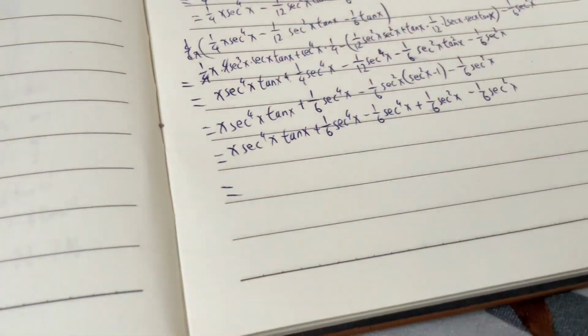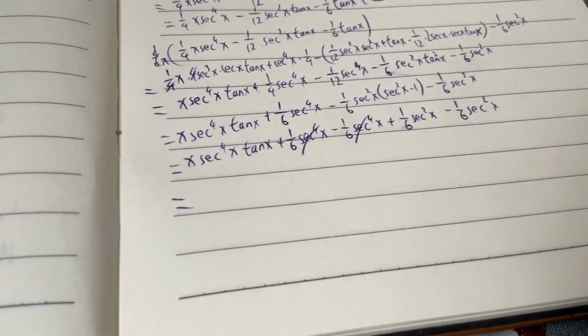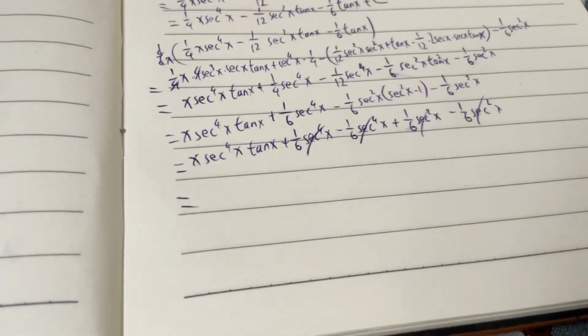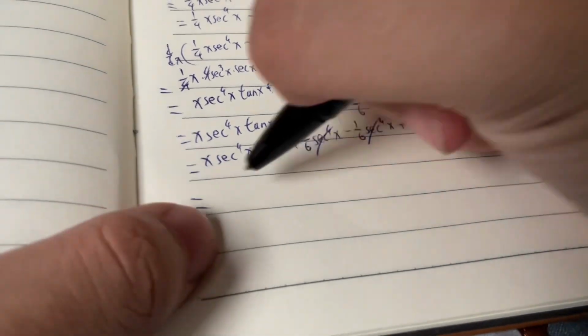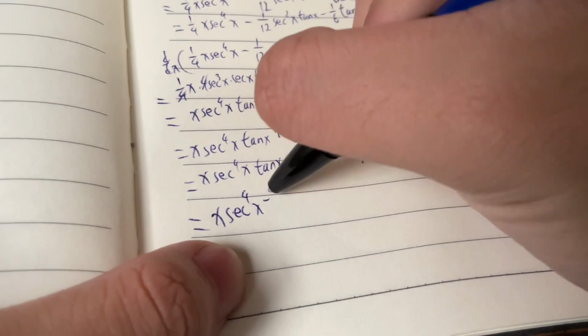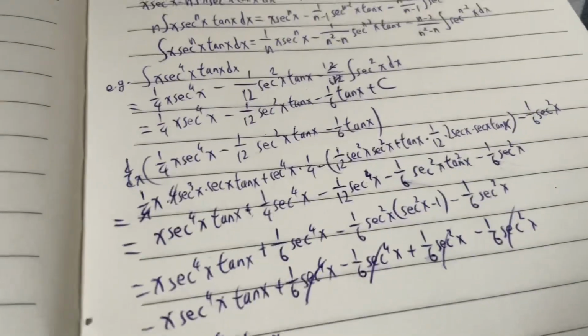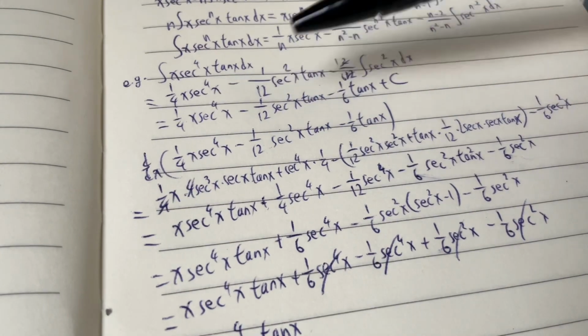Ladies and gentlemen, you see, this and this will cancel each other out. And also this and this, they also cancel each other out. Finally, the answer is just x times secant power 4x tangent x. I just proved this.